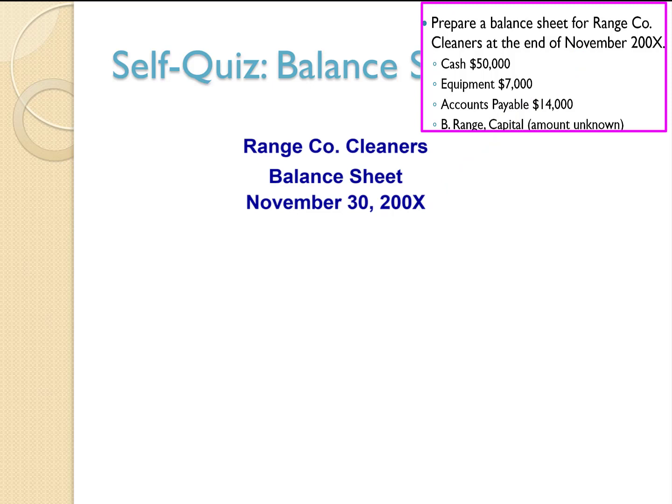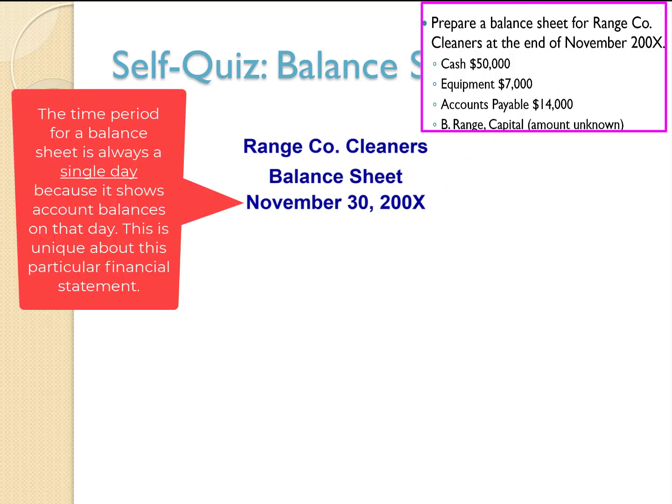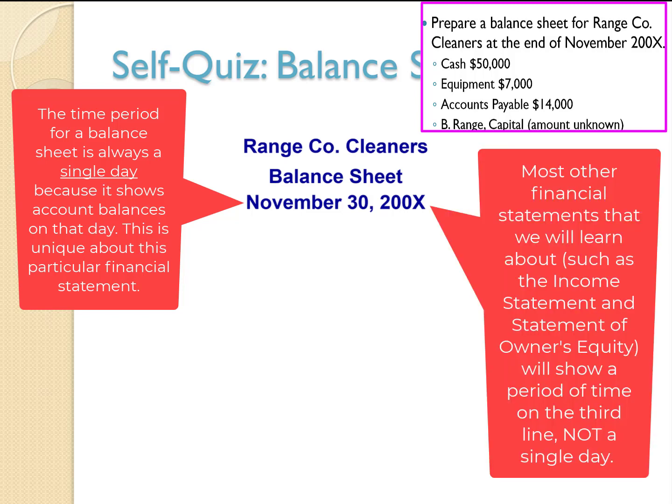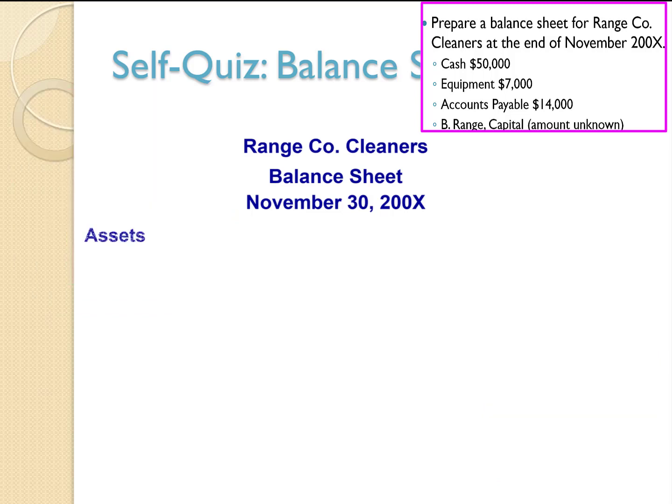Now, one thing that's critical to understand about a balance sheet is it's a snapshot in time. So the date for a balance sheet is always a single day, not a time period. Some of these other financial statements we're going to work on, like the income statement, will be for a certain time period, like for a quarter or for a year. But the balance sheet always has to be a single day because it's showing you the balances of your accounts on that day. So on the left, we should have our assets listed.